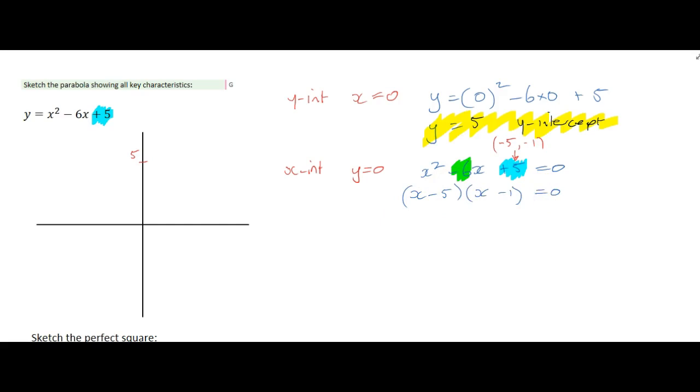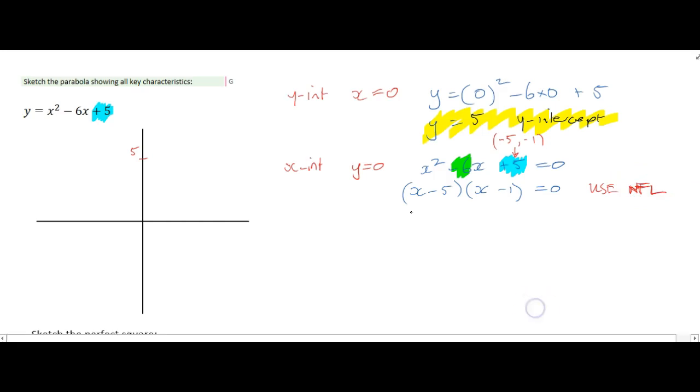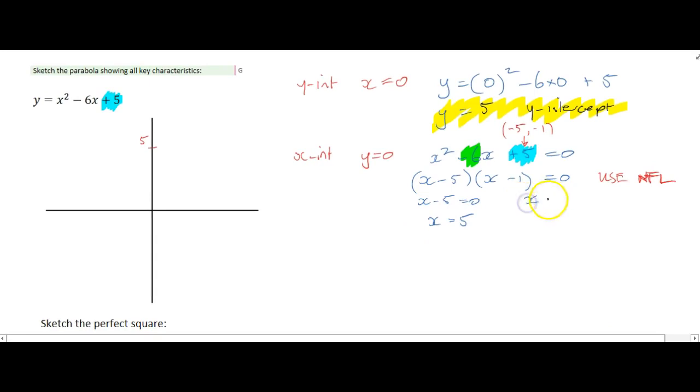Okay, so use the null factor law. So use NFL, that's what NFL stands for in this case, null factor law. Okay, and what you'll find there is when x minus 5 equals 0, x is going to equal 5, and we're also going to have another equation where x is equal to 1. Okay, so these end up being my two x-intercepts. Okay, I'll write that on the side.